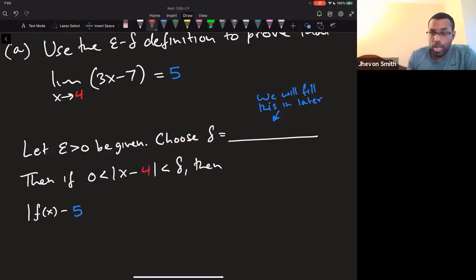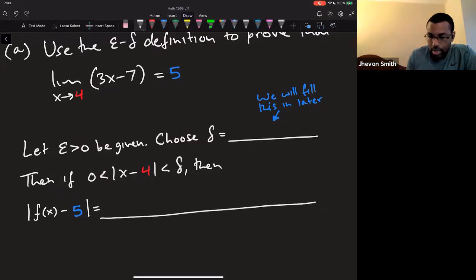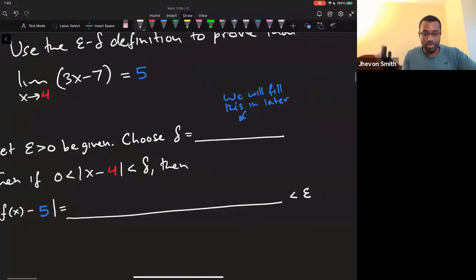So you're going to plug in the 4 there. You're going to plug in the 5 there. So ultimately, what you want to show is that this expression is going to be less than epsilon, right? That's basically what you want to say. If you pick this delta, then this expression is going to be less than epsilon. And that is going to be the proof. Now, the thing is, what do you fill these in with?